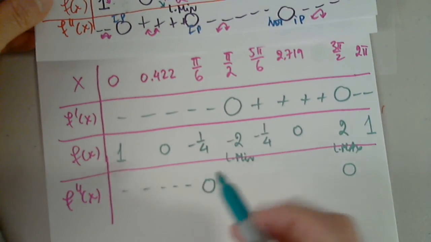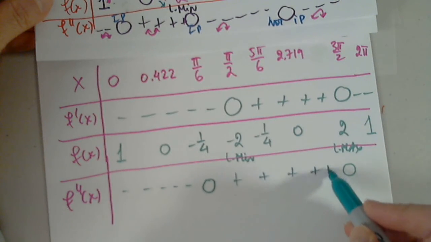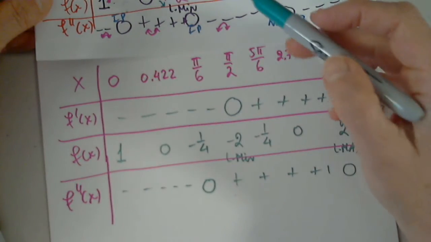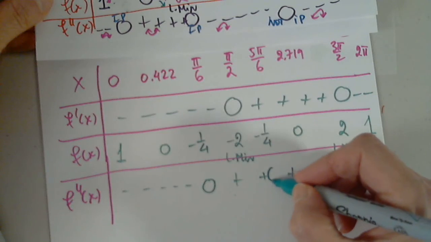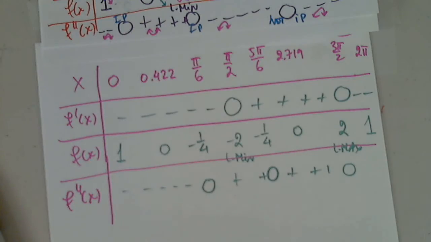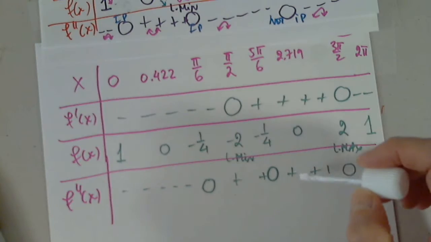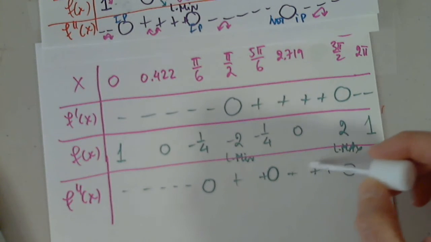And this was negative. This was positive. Till the 5 pi over 6. And then negative all the way. The second inflection point was at 5 pi over 6. And there is no third one.